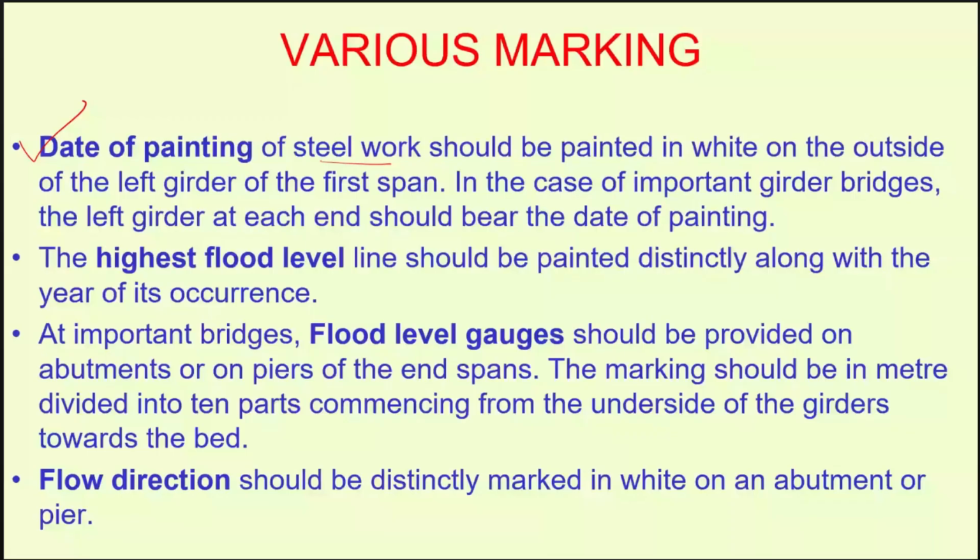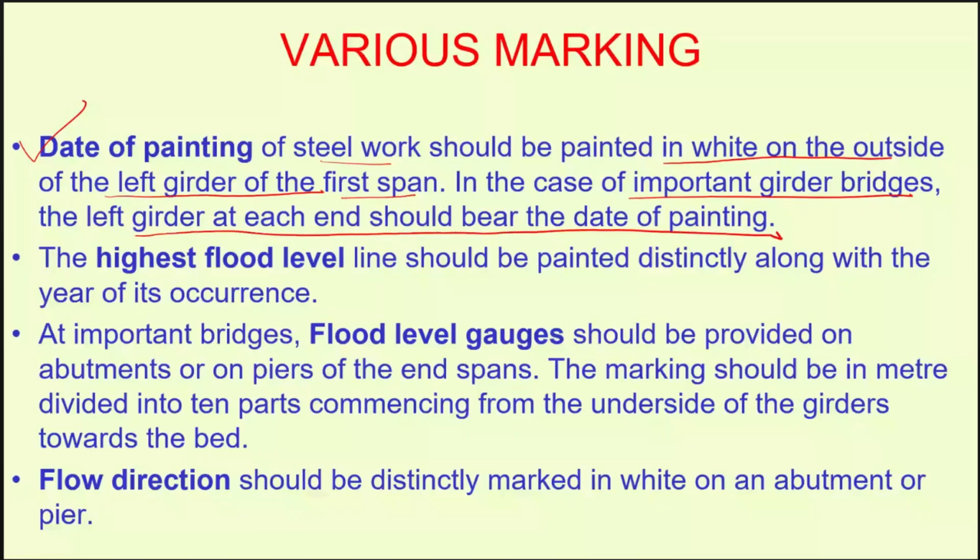Then the date of painting should be painted in white on the outside of the left girder of the first span. Why is it to be specified here? So that you know where to look. You need not waste your time searching the entire structure for where it has been painted. You just see and go away. In case of important bridges, the left girder at each end should bear the date of painting. Both sides' left girder, the date of painting has to be put.